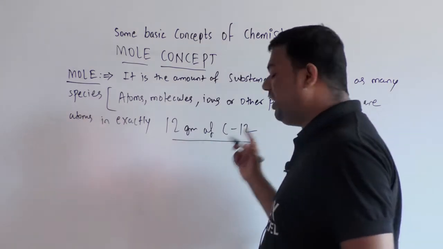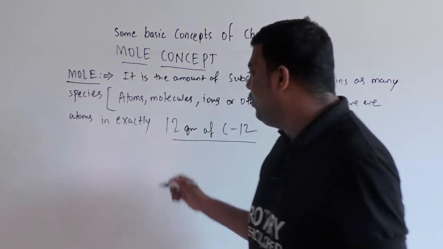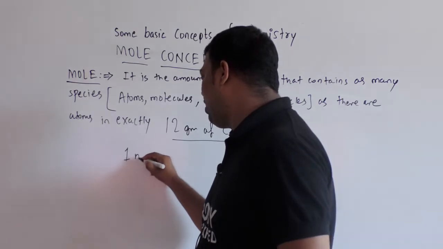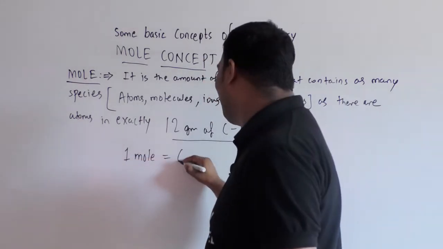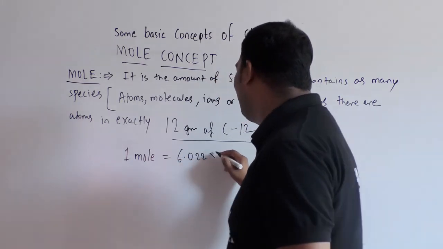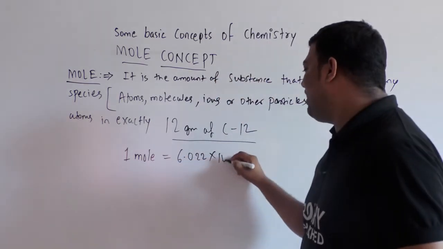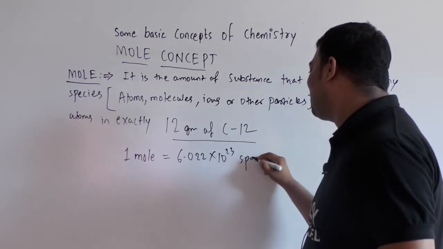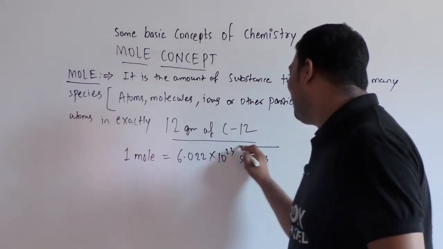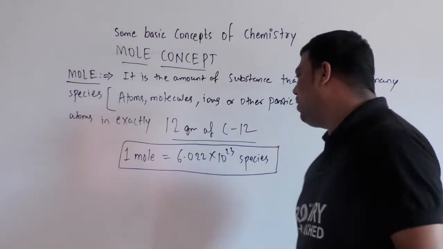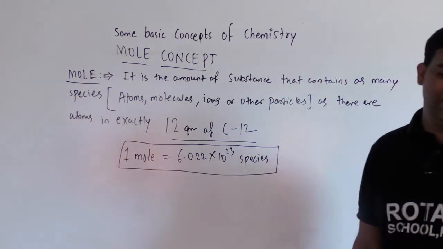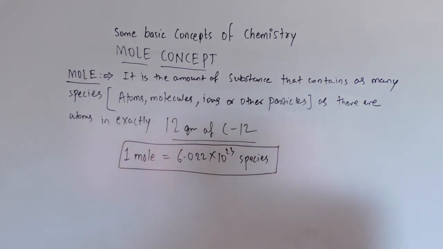12 gram of C12, that is carbon 12, or we can write in short 1 mole is equal to how much? Yes, 1 mole is equal to 6.022 into 10 raised to 23 species. Okay beta, box the 1 mole that we wrote. Understood? So it is very much important. Mole. Understood? I hope you understood.